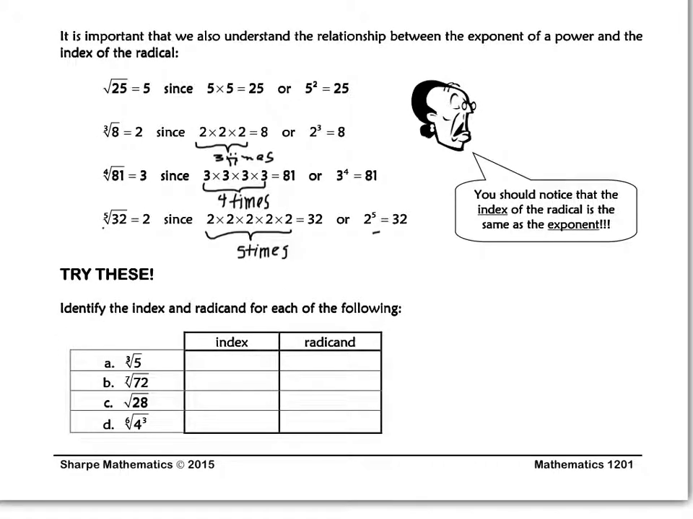So first here, we're going to identify different parts of radicals. The first one is the cube root of 5, so the index would be 3, and the radicand would be 5. Second one, the index would be 7, and the radicand would be 72. The next one, the index would be 2, and the radicand would be 28. And the last one, the index would be 6, and the radicand would be 4 cubed, or 64 if you want to write that.